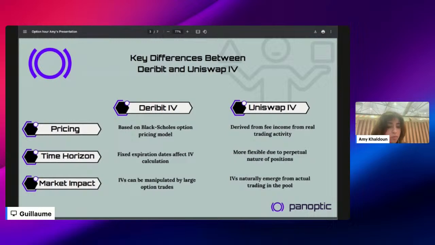Besides, in terms of time horizon, Deribit's approach involves fixed expiration dates, which directly impacts IV calculations. Uniswap, however, offers more flexibility due to the perpetual nature of deposits. Also, finally, regarding market impact, it's interesting to note that while Deribit's IV can be influenced by large option trades, Uniswap's IV emerges naturally from pool trading activity.